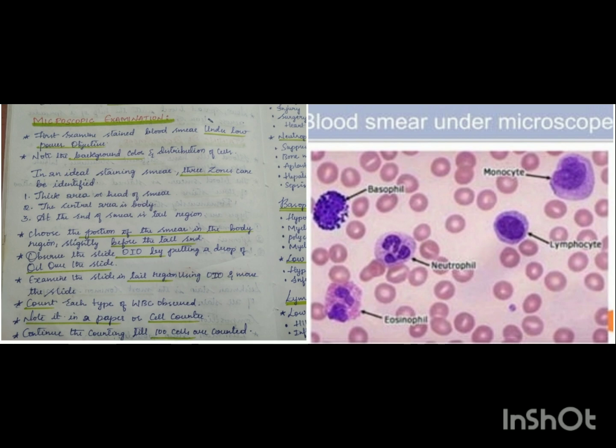Observe the slide in oil immersion by putting a drop of oil over the slide. Examine the slide using oil immersion objective and move the slide in serpentine method. Count each type of WBC observed. Note it in a paper or a cell counter. Continue the counting till 100 cells have been counted.